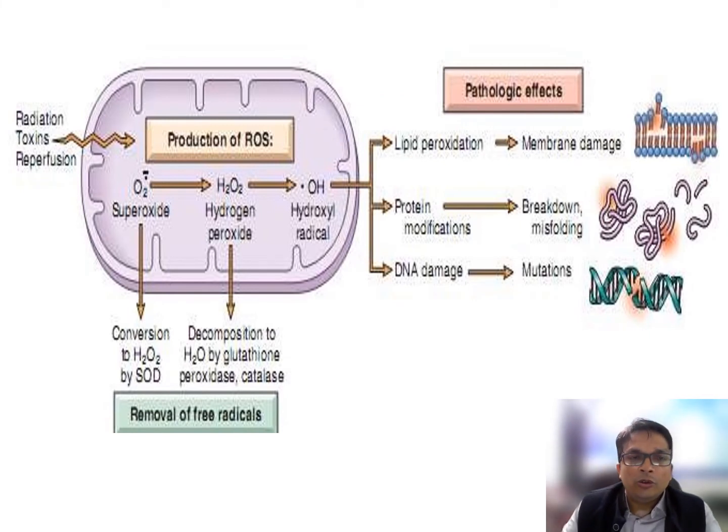Now, if you see about the reactive oxygen species, how will they occur? Suppose radiation, reperfusion, toxins, all these result in what? All these result in production of reactive oxygen species. How? These radiation, toxin and reperfusion result in formation of superoxide anion. You are able to see over here in this picture. This is the superoxide anion. This superoxide anion is responsible for conversion to hydrogen peroxide.